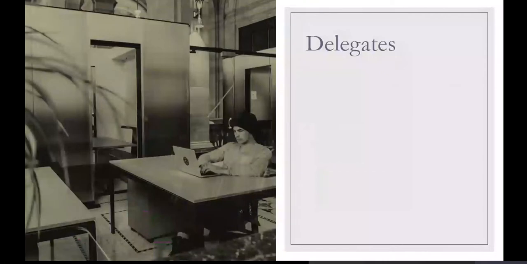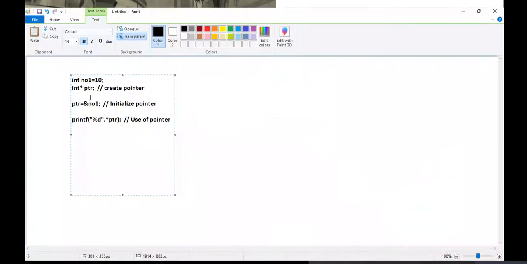Okay, so what are delegates? Delegate is a type-safe function pointer. Now I already showed you a pointer. Now what is a function pointer? Okay, so the question will be raised, what is a function pointer? Definitely a pointer which points to a function is a function pointer. Means what? Here my pointer ptr is pointing to a variable, so it is a variable pointer. If you use the same wording, this ptr is a variable pointer.